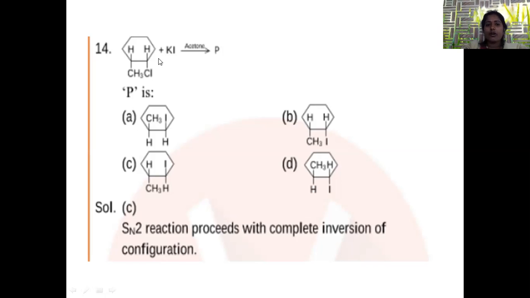In SN2, the stereochemistry of the product will be inversion of the configuration. Initially, the chloro group is outside. After the substitution, here we will get the iodo group inside without changing the position of methyl. So we have to check the condition here. Here methyl also changed, so this is not correct. Here, no change in the position of methyl, but it is also not correct. Only option C is satisfying inversion of the configuration with respect to the halogen, the functional group. So this is about the SN2 mechanism in this cyclic compound.